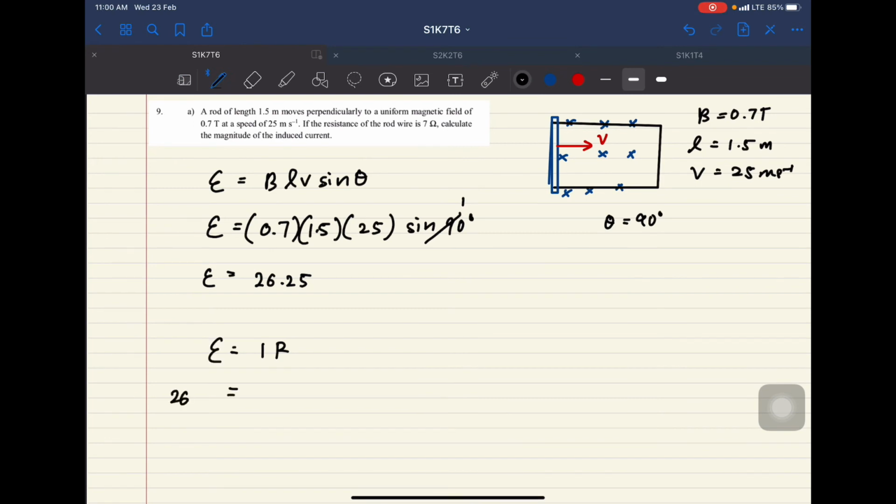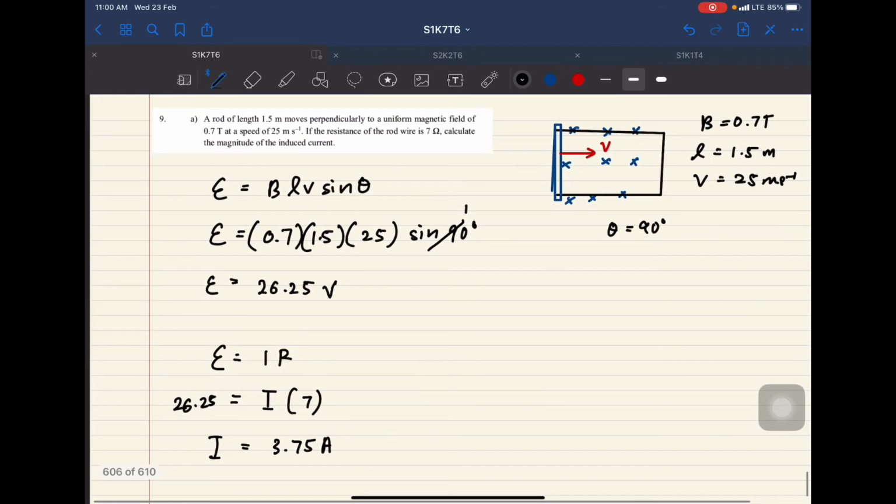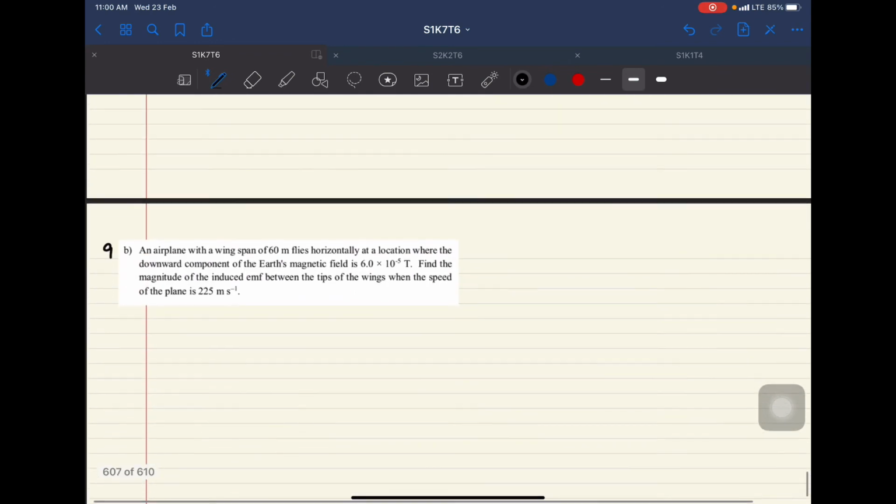So 26.25, just one volt. R equals to 7. So induced current is 3.75 ampere. Okay. What else did they ask? Okay. So next question 9b.